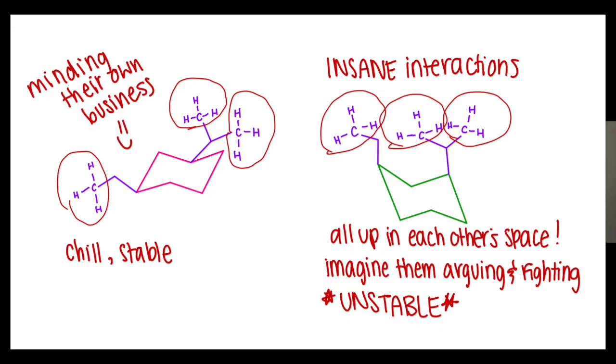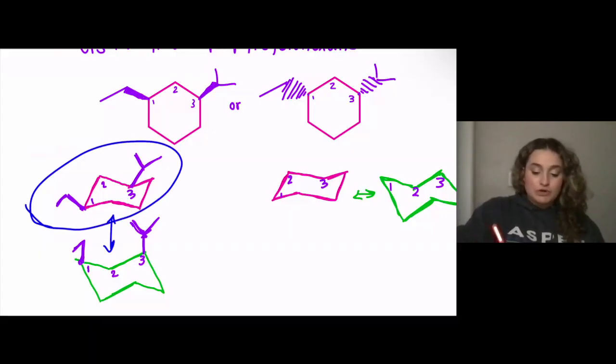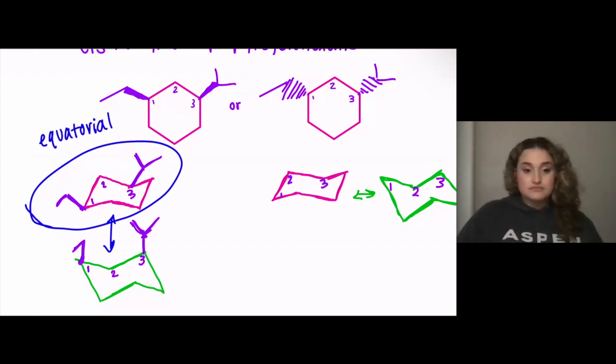We want as many groups and our biggest groups to be equatorial if possible. So if I had to pick between the two and ask which one is most stable, this is our most stable. Why? Because they are both equatorial. When they're equatorial, it is our most stable conformation.